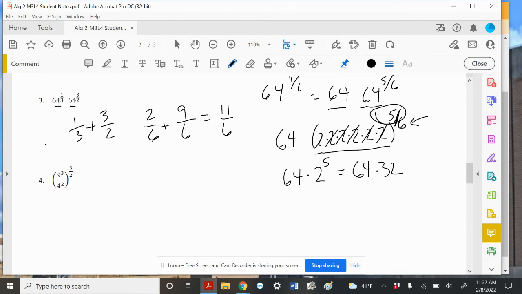So that's now going to be 64 times, and 2 to the 5th is 32. And if we multiply those out, I get 2048. We get an answer of 2048 in that particular case.